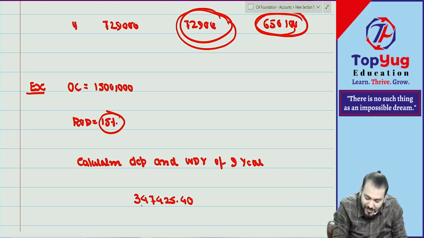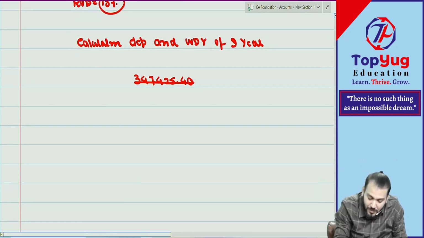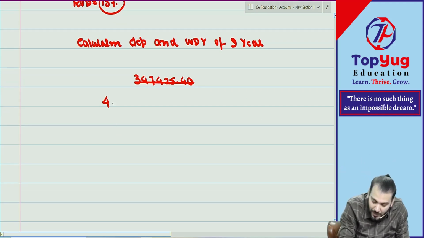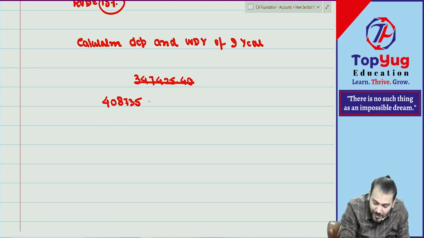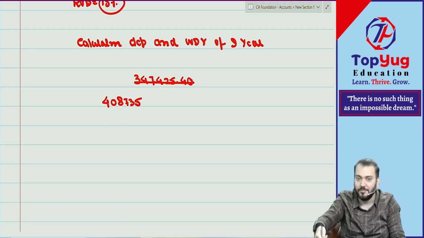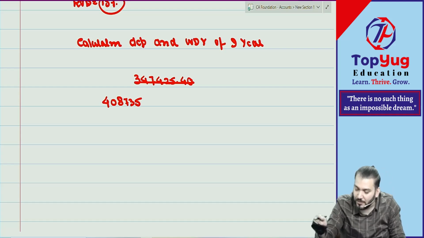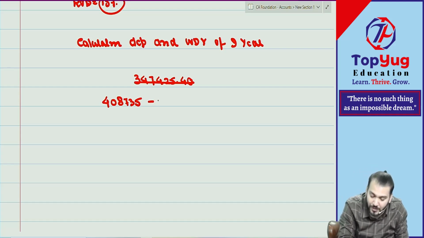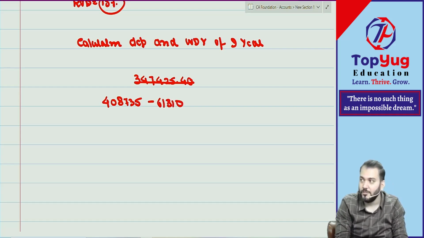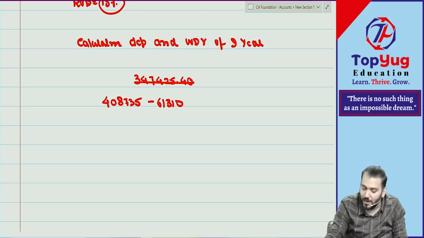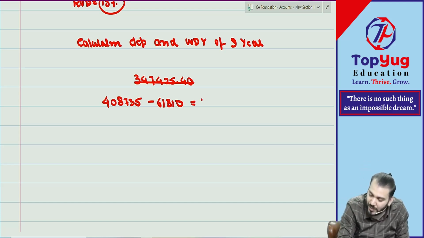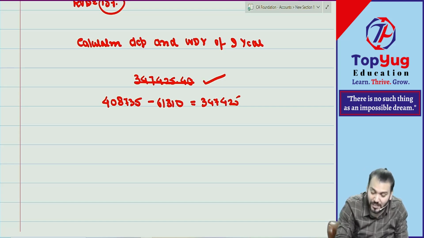So can you see what this becomes? 4 lakh 8,735. This is at the beginning. Now, into 15%. This becomes the depreciation of the 9th year: 61,310. Minus equal to, you will get 3 lakh 47,425. Means this answer was correct.